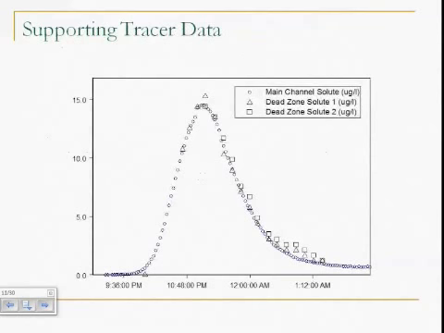The tracer data we collected looks something like this. You can see that you have a nice curve, but you also have this tail. There's information in this falling limb and in the tail that help you understand some of the size and exchange rates with your transient storage zones.